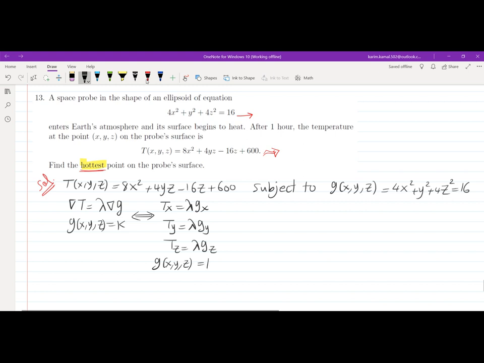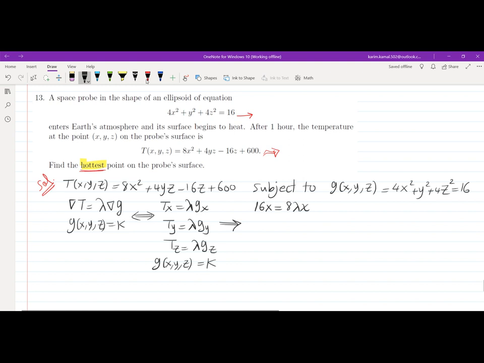لها سولفنج دلوقتي. طيب نعمل الكلام ده كده بقى نطبقه عشان نجيب الفاليوز بتاعتنا. تعال نجيب Tx وGx وTy وGy and so on. طيب Tx هتكون 16x equals lambda Gx. It will be 8 lambda x, and we can call it equation number 1.